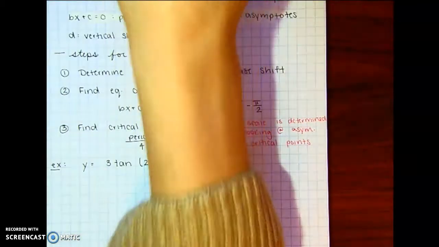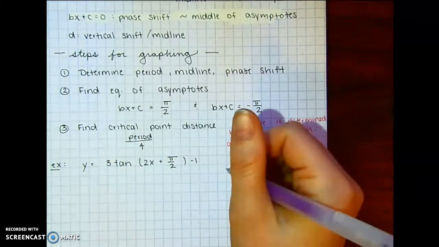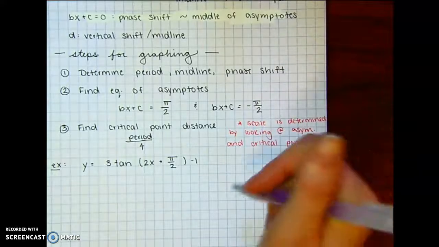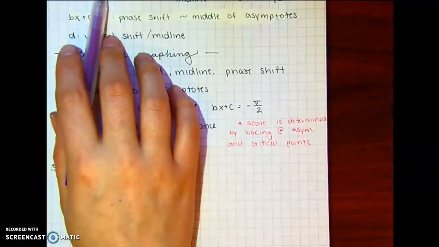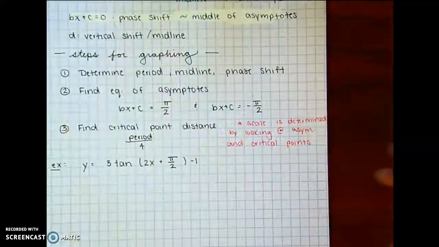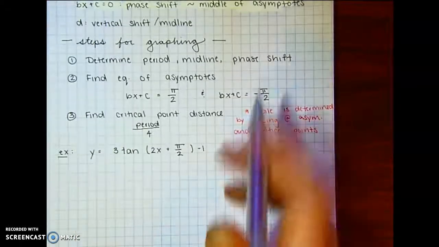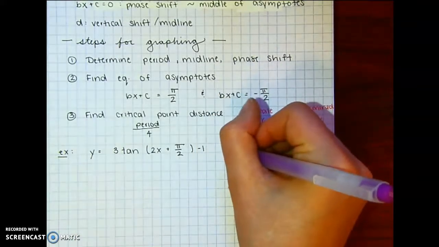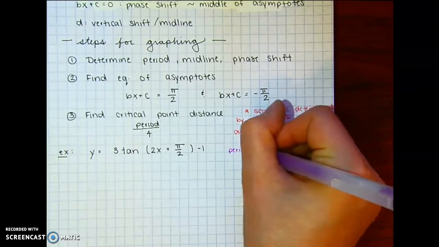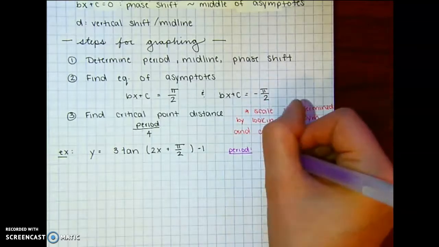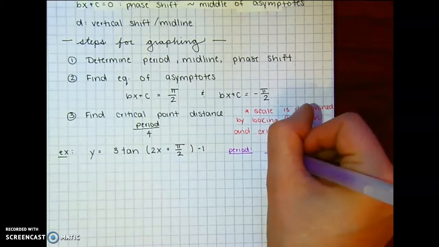So like I said, first thing we want to do is find all of our stuff. So really the only thing you need is like your period and your midline. I realize you can't see what I was pointing to. So your period, right, is pi divided by b. So in this case, it's pi over 2.